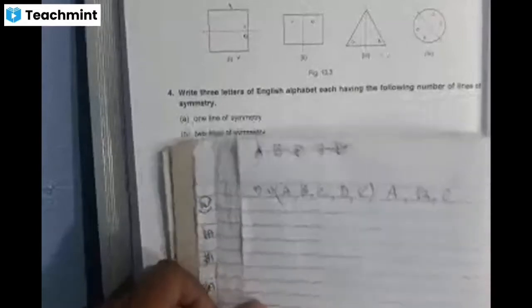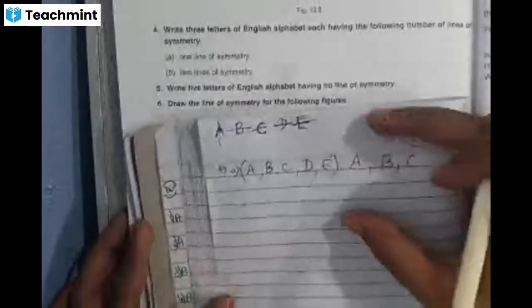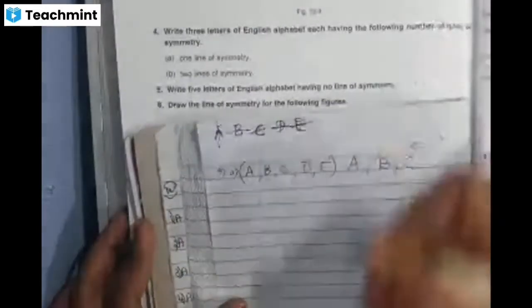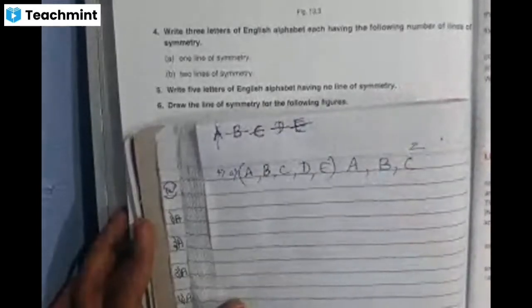But here, how many letters do you have to write? Only 3. Out of these, you can write any 3, children. So I have written A, B, C. If you want, you can write it in big letters and actually show the line of symmetry, children.